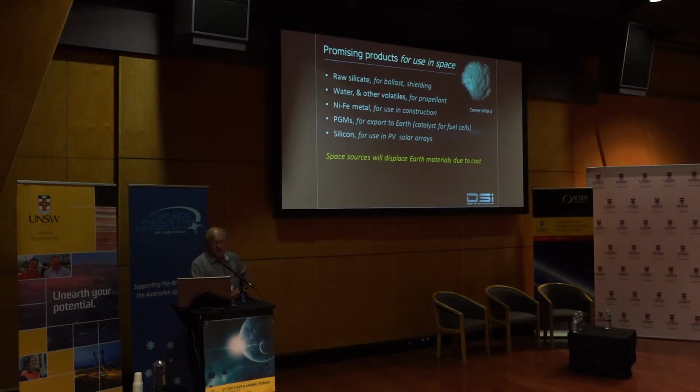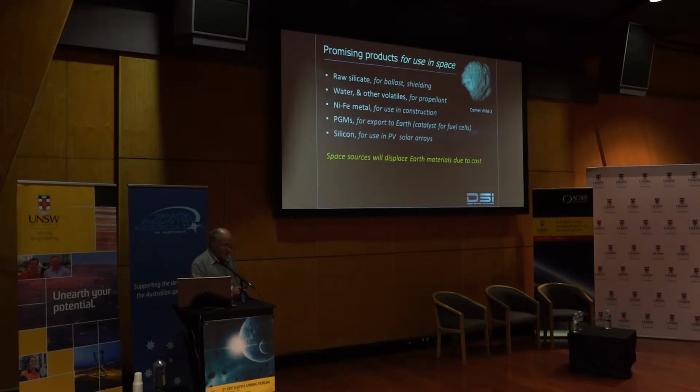PGMs for export to Earth, and I'll talk about that a little bit later. It got a lot of press early on in discussing asteroids, and it's really only ever going to be a byproduct, not a major product. And I'll show you the mathematics of that later. Silicon for making PV solar arrays in space.